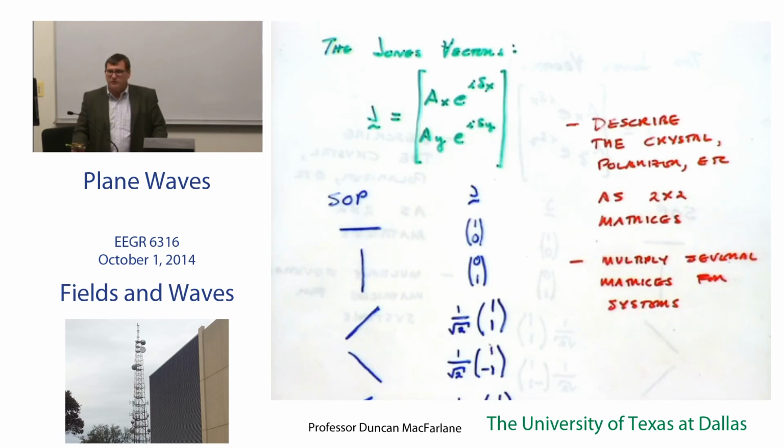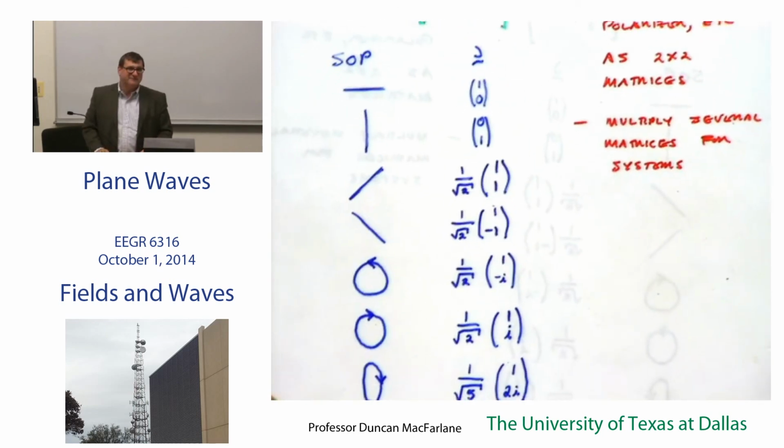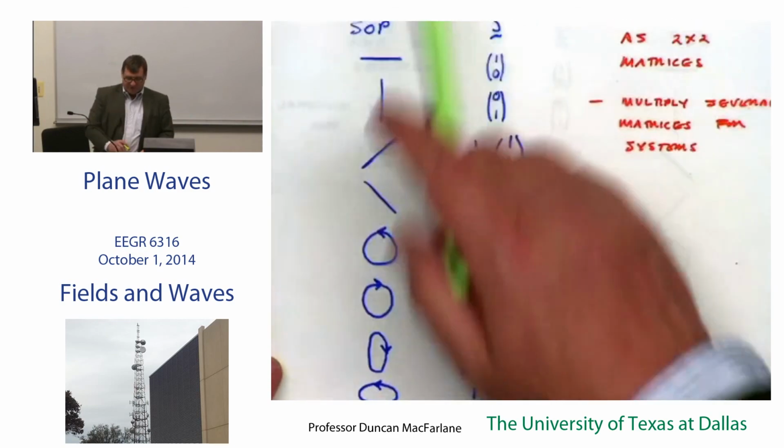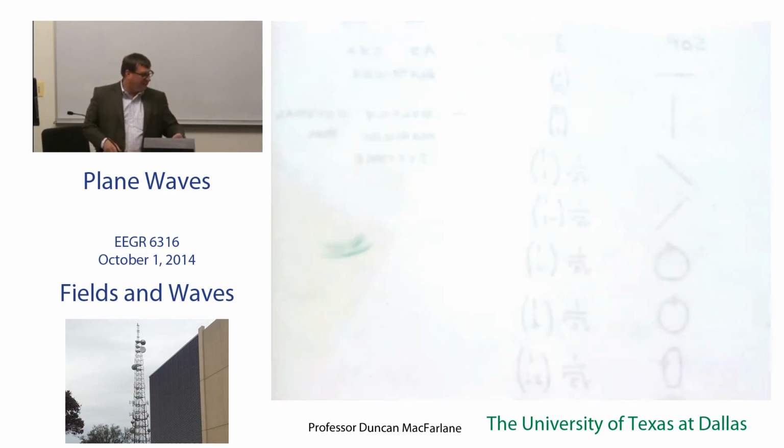Anybody guess where Jones worked? '50s, '60s? No? Good guess, but no. You're on the right track. A company called Polaroid. You may have heard of the cameras and stuff like that. So he was stuck doing all these polarizing systems. He came up with a way of easily calculating these. Okay? So Jones vectors, I just point you to that.